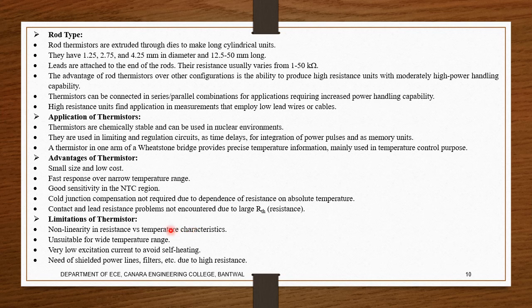Okay. Next, the limitations of thermistors. There is usually non-linearity. We try to achieve linearity, but there are some things we cannot achieve. So the majority of the time there is non-linearity in the resistance versus temperature characteristics. You can see it in the earlier graph where it was a curve type, not a linear type. They are unsuitable for a wide temperature range. When we use a mixture of some materials, they are designed for a certain range, and after that it cannot work.